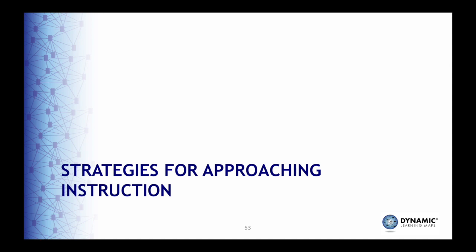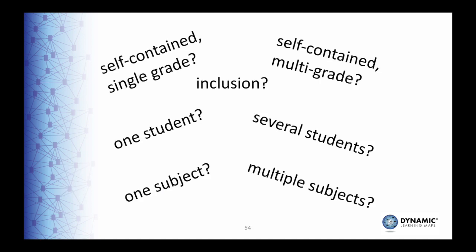The next set of slides focus on strategies for approaching instruction using the essential elements and linkage levels. As stated earlier, a teacher's approach to instruction often depends on the size of the school or district and the type of classroom setup. Teachers may have self-contained single-grade classes, self-contained multiple-grade classes, or perhaps even teach in an inclusive setting. Some teachers only have one student who participates in the alternate assessment, while others may have several students. Some teachers, especially elementary teachers, may be responsible for teaching multiple subjects, whereas other teachers are departmentalized. All of these circumstances are important to consider.